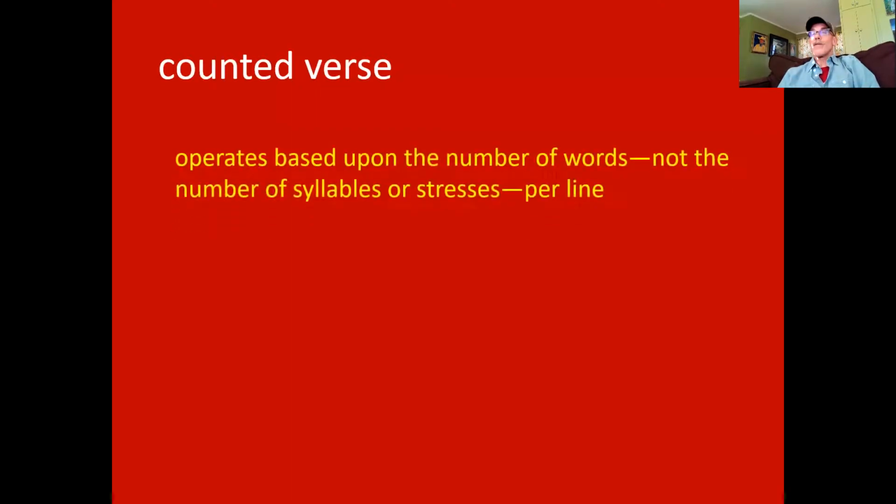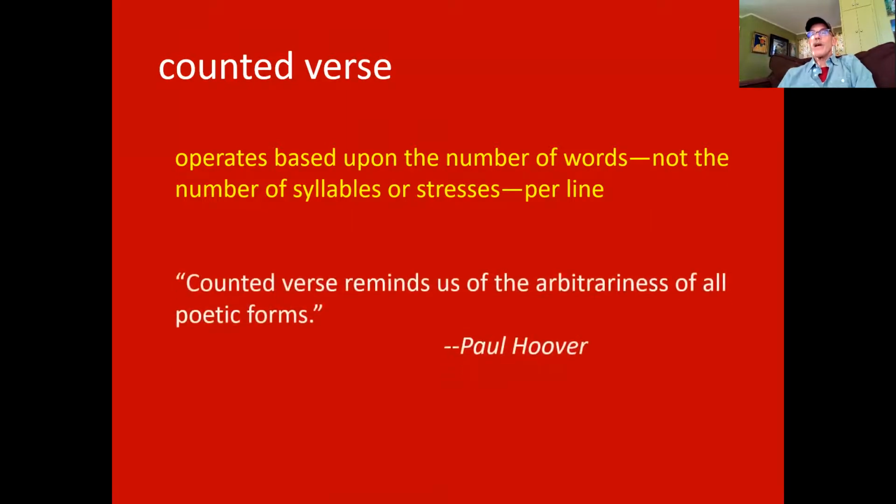All right, so the next verse system is called counted verse. So this operates upon the number of words, but not the number of syllables or stresses or any of that kind of thing per line. And so scholar Paul Hoover cheekily says, counted verse reminds us of the arbitrariness of all poetic forms, and he's absolutely right.